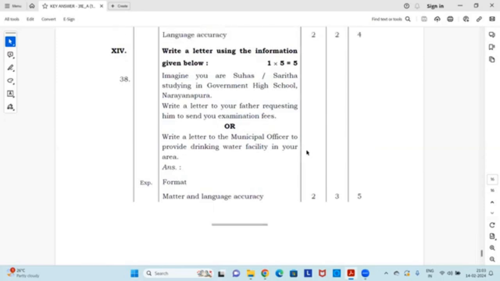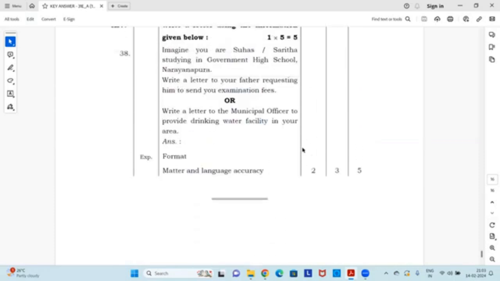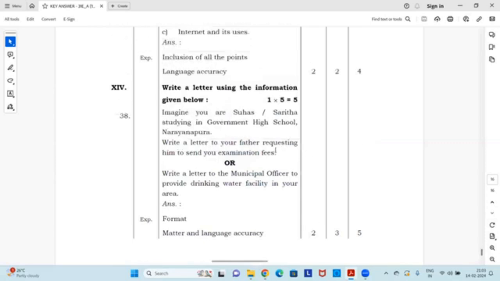So follow the proper format of the letter, and whichever you know best, informal or formal, you can choose any one and write it. So this was the last question from this model question paper of second language English of class 10. I hope this was helpful and informative for you all.